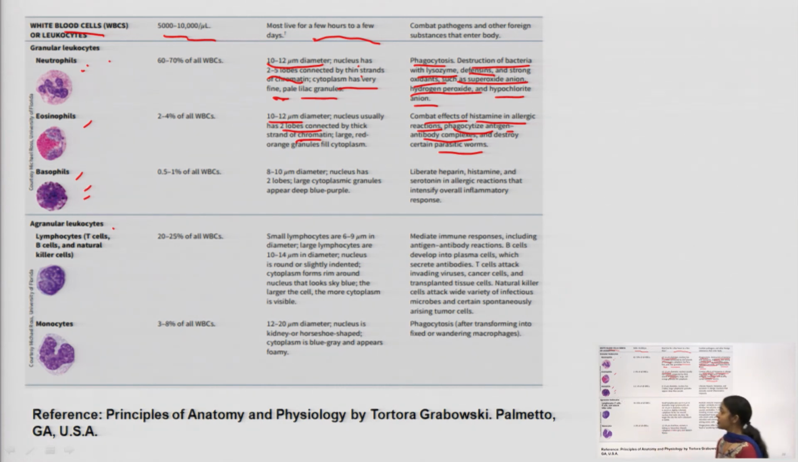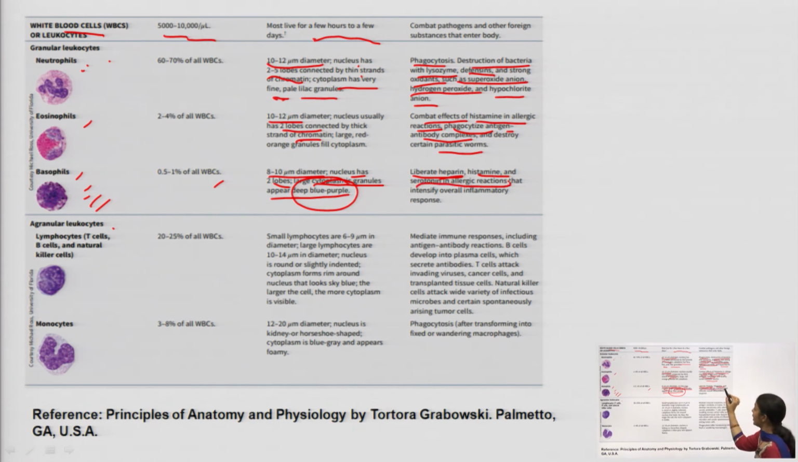Now come to the basophils. They are 0.5 to 1% of all WBCs. They are 8 to 10 micrometers in diameter, and the nucleus has 2 lobes, with large cytoplasmic granules. They appear deep blue-purple, or you can say blue, because they are stained with methylene blue dye, which is alkaline in nature. They liberate heparin, histamine and serotonin in allergic reactions, and that may intensify the overall inflammatory response.